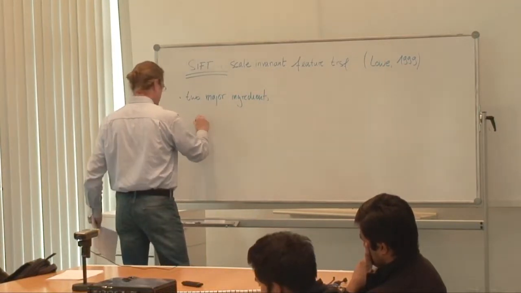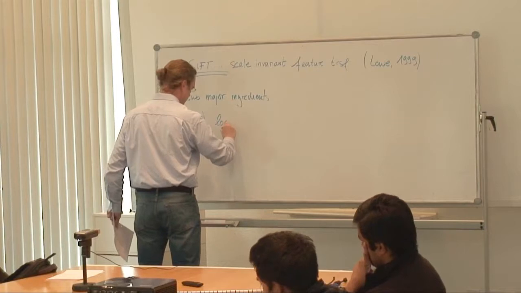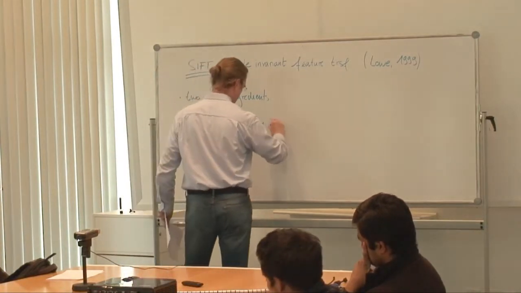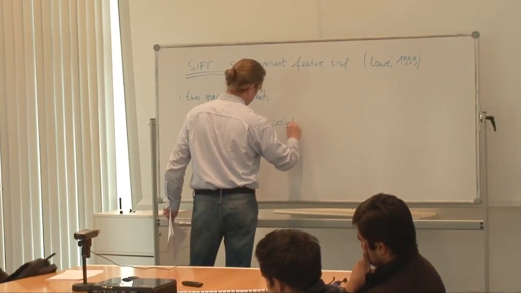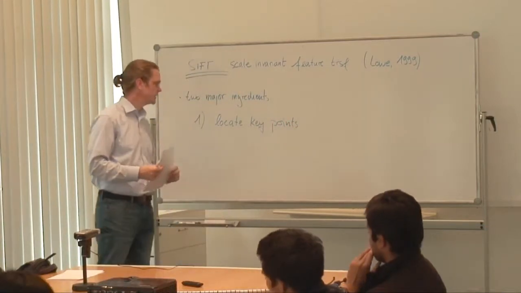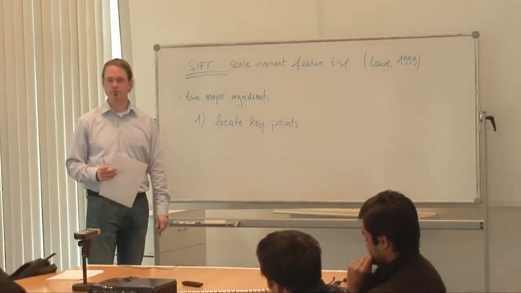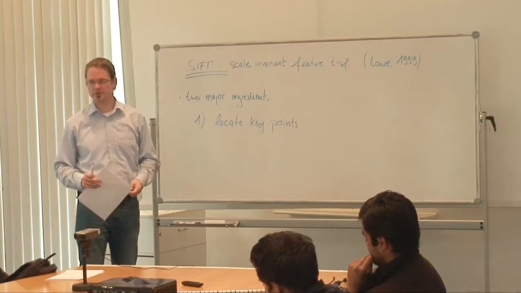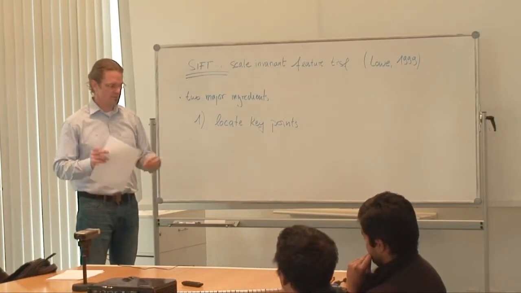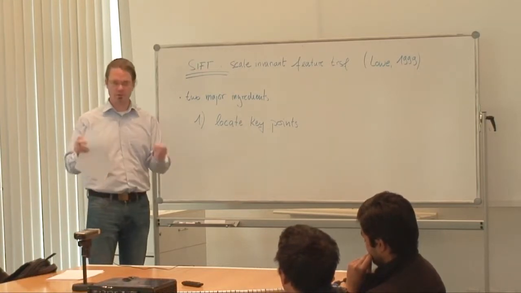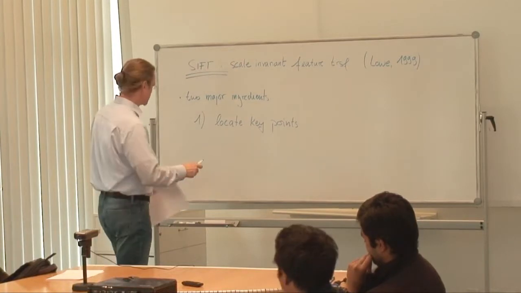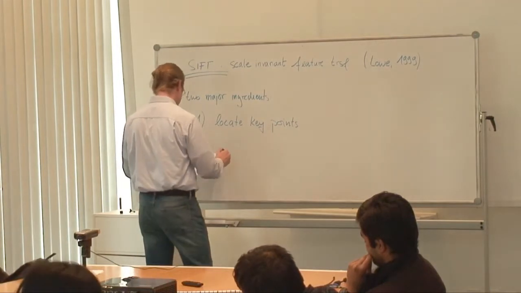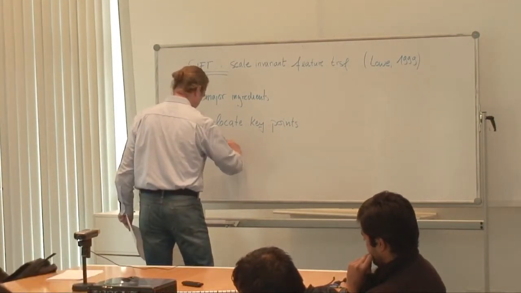The first one is to locate key points. Whereas in our last lecture we looked at how to locate corners and understood the corners as key points, now, given what we have discussed so far, we will look at key points in the sense that they indicate blob-like structures in an image.